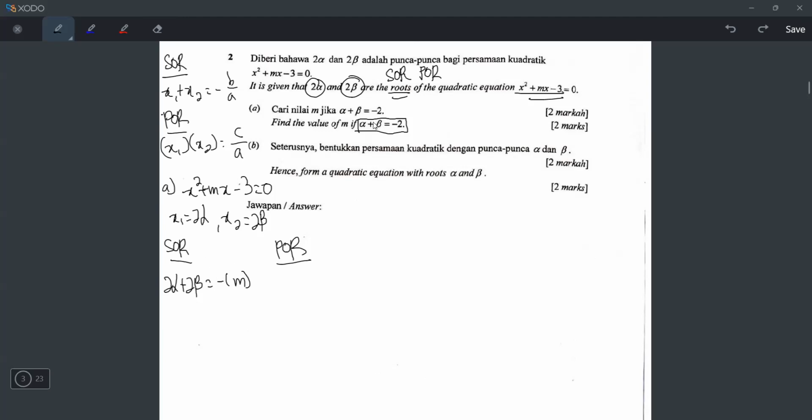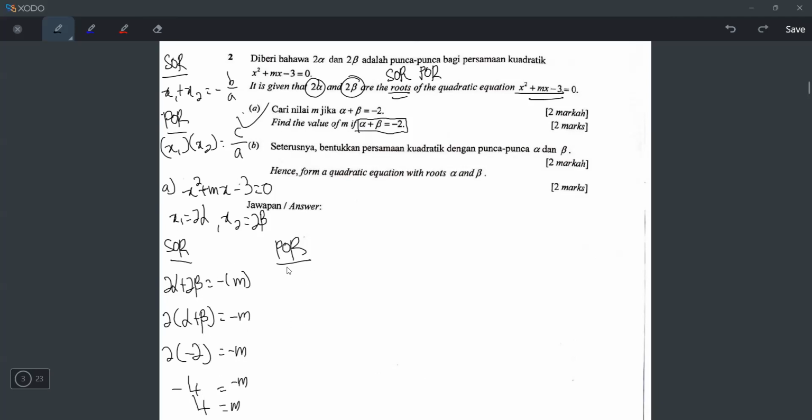But do you remember that alpha plus beta equals -2? It's given here. So what I can do is factorize out the 2. The reason I factorize out the 2 is so that I can replace this whole thing with -2. So 2 times -2 equals -m, so -m equals -4. m equals 4. So I have already finished question A. I already get 2 marks.